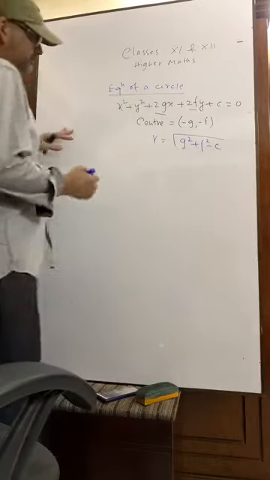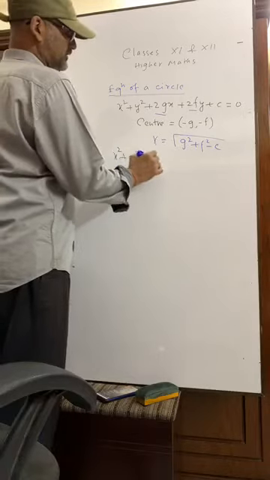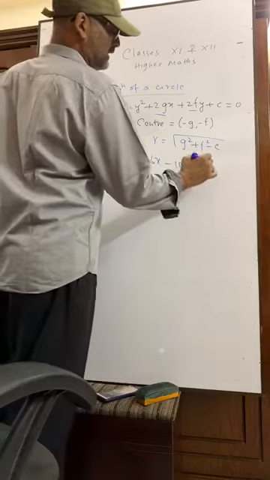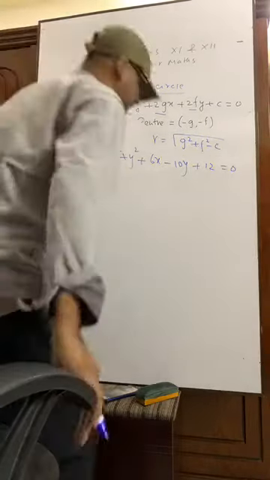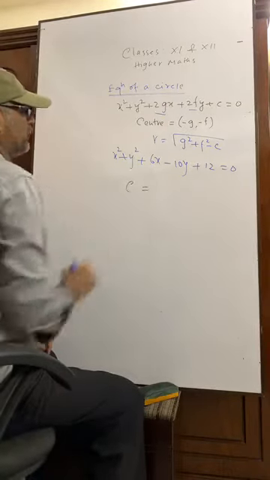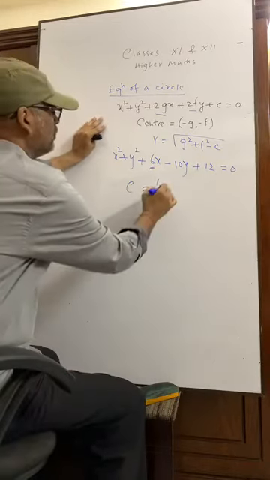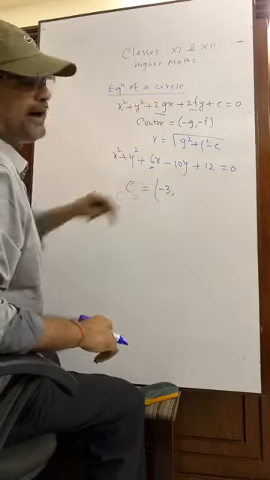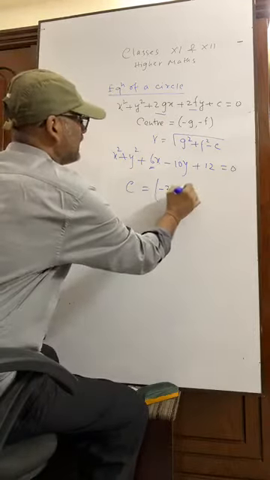Suppose x square plus y square plus 6x minus 10y plus 12 equals to 0. If you are told to determine the center, what will you do? For determining the center, this is to be divided by minus 2 to get minus 3. This minus 10, the coefficient of y is minus 10, that is to be divided by minus 2 to get 5.